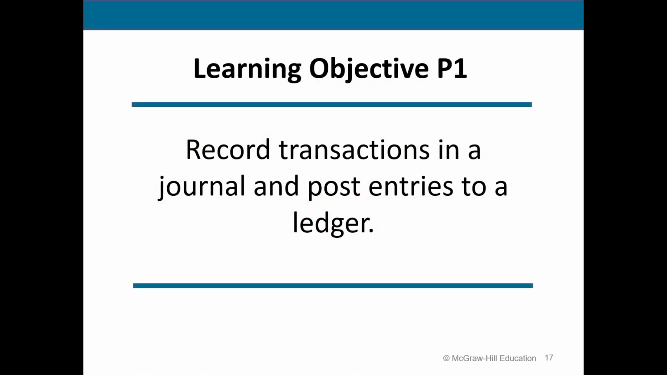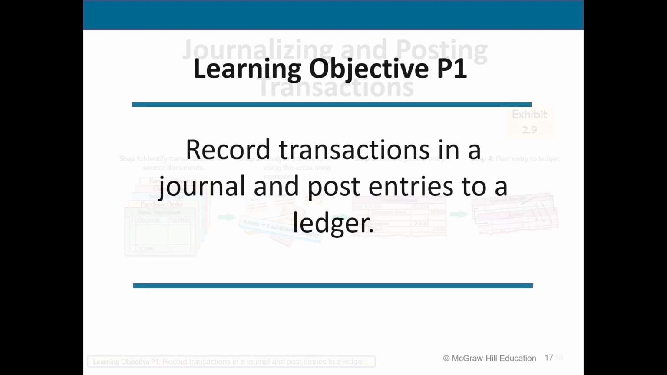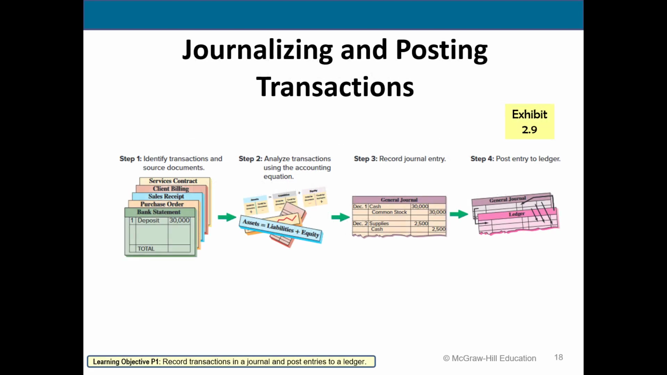So we will look at recording transactions and posting them to the ledger. This shows the steps. So first you would identify the transaction and the source document. So we have a sales receipt, a purchase order, a bank statement. Then we will analyze it using the accounting equation. Then we will record the entry in the general journal. Then we will post it to the general ledger.